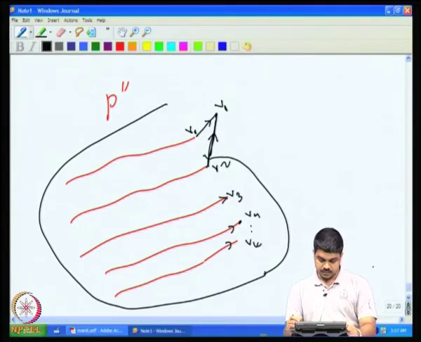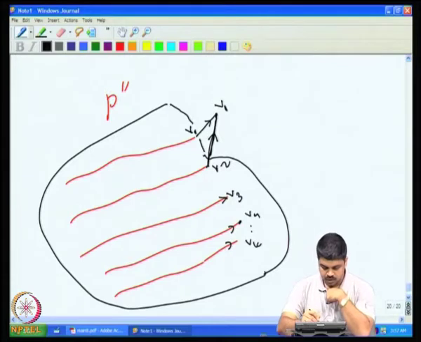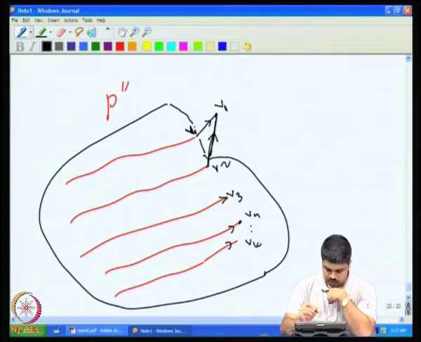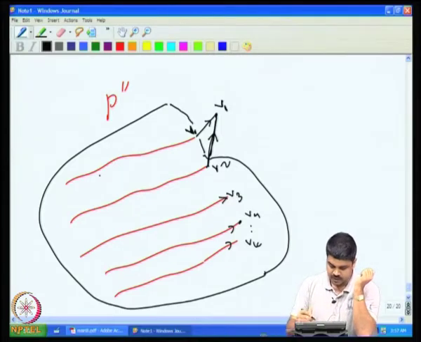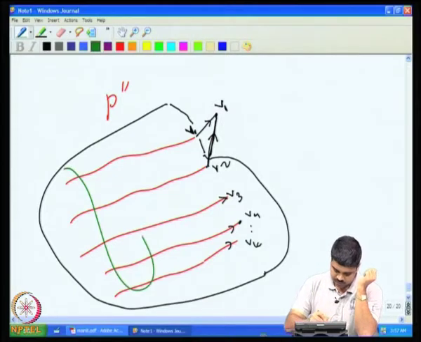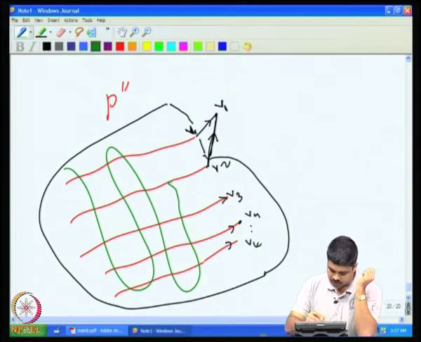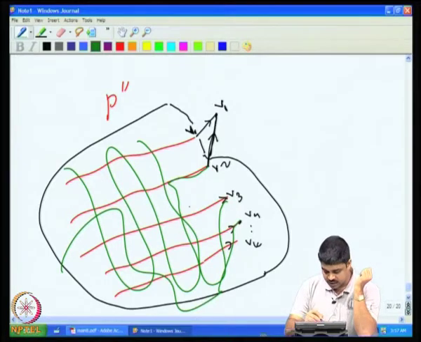V dash was like this. Sorry, this is V, this is V1. Now we are saying that this is not a minimal path cover. Why is it not a minimal path cover? Because there is another path cover. Let us draw it like this. There is some other path cover, something like this, such that somehow it always ends in these terminal vertices only.